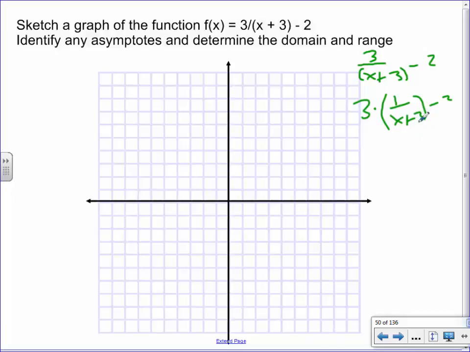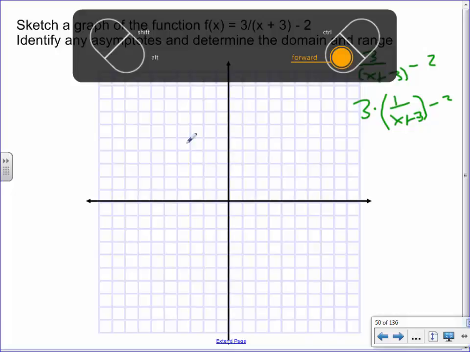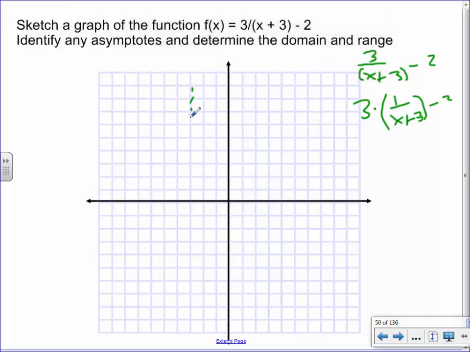What's the one value you can't use? -3. Does it look like that's going to create a hole in the graph or an asymptote? So far, an asymptote. We actually haven't done a hole in the graph in a while, right? But if something factored and canceled, that might change it. But it looks like I should throw an asymptote line in here at -3.